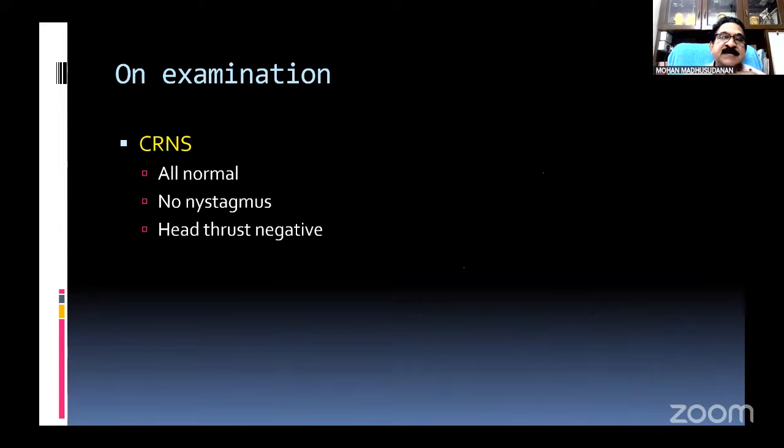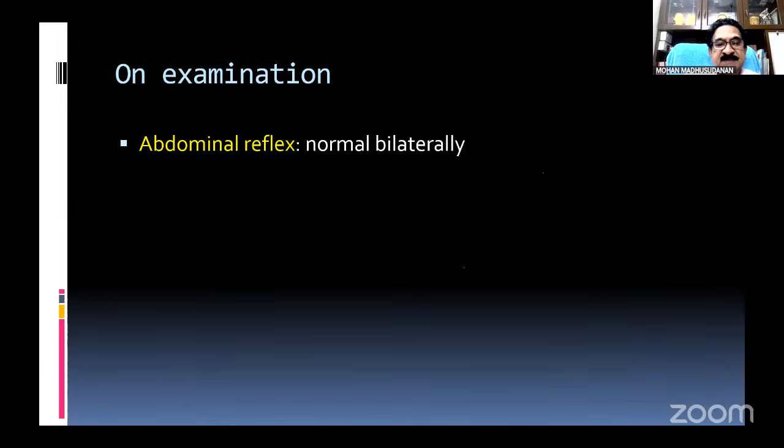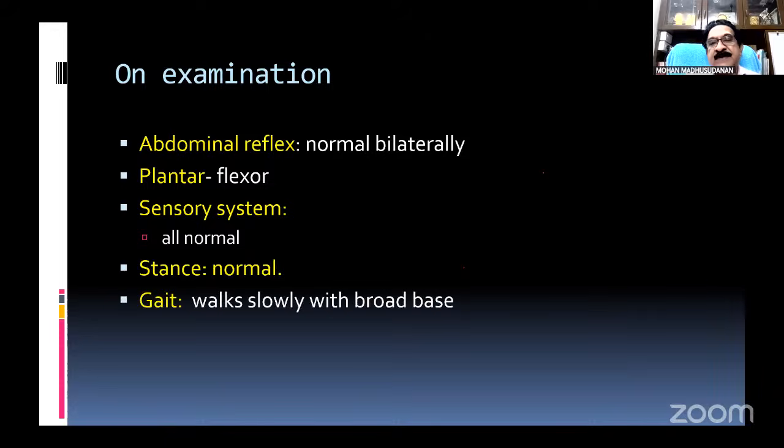So on examination, higher mental functions are all normal, no nystagmus, Romberg's sign negative. Tone and power normal in both upper and lower limbs. Deep tendon reflexes are all normal except the diminished knee and ankle jerks. Abdominal reflexes normal, plantar flexor, sensory all normal. Stands normally. Walks slowly with a broad base. Tandem walking is impaired.